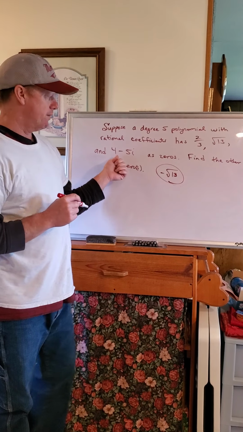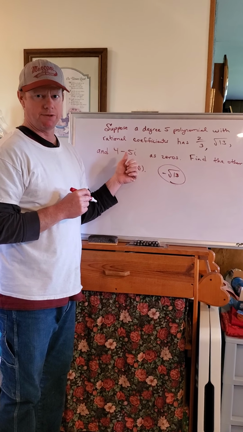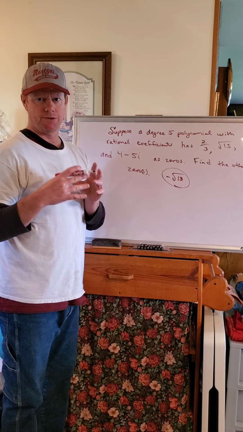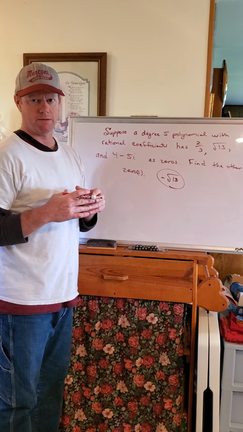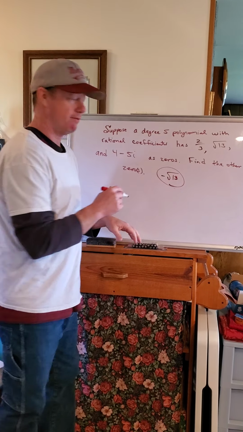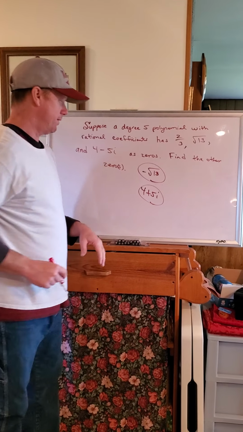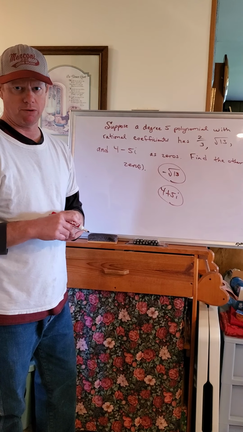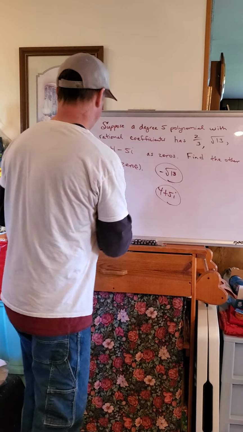And then I see this complex number, 4 minus 5i, is an answer. So its conjugate is going to be an answer as well. Conjugates are 2 quantities that are exactly the same except for the sign in the middle. So the conjugate of 4 minus 5i is 4 plus 5i. So those would be the other 2 answers to this degree 5 polynomial. And that's all there is to a problem like that. So now I'm going to move on to a different problem.